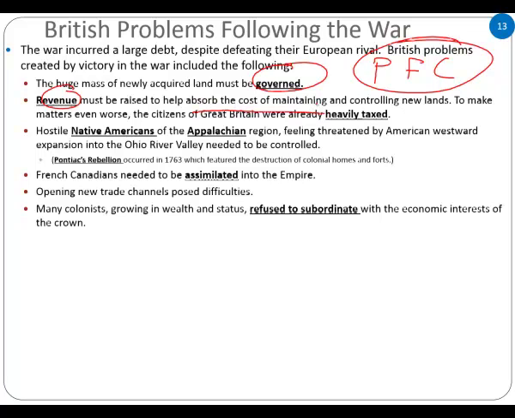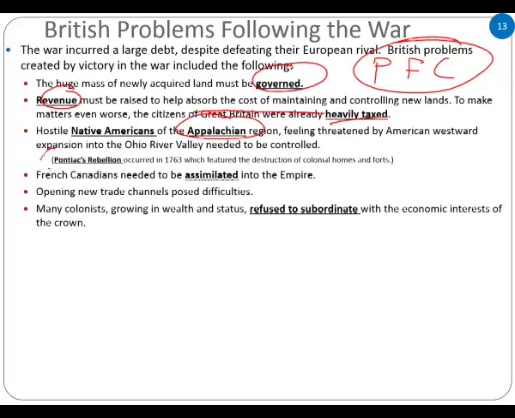Okay, you just won this war. Spirits are high, but now you're going to impose a great wealth of taxes upon them, heavily taxed. Hostile Native Americans in the Appalachian region, your Appalachian mountain range. You just earned the territory to the west of it. They were just fighting against you. Now you have a domestic enemy. All right, that's not a positive thing. That will not go over well.